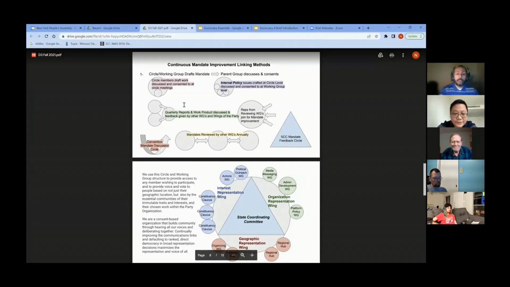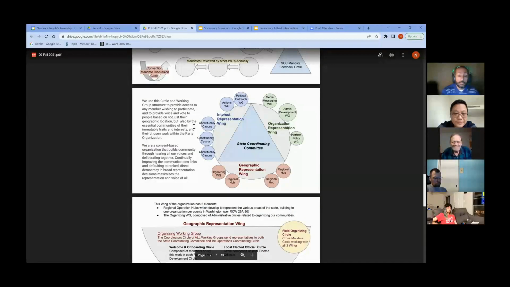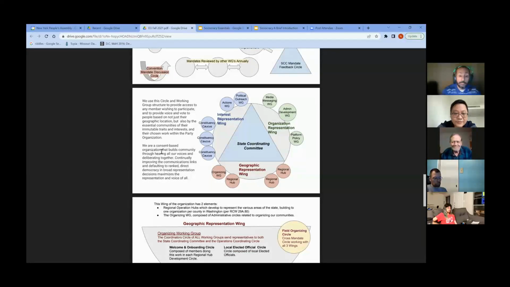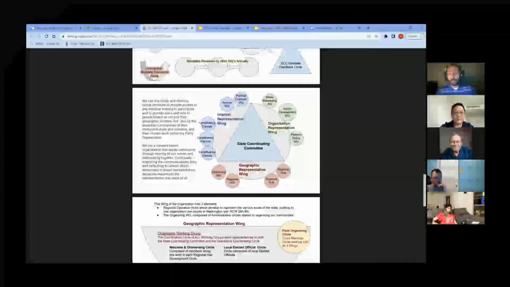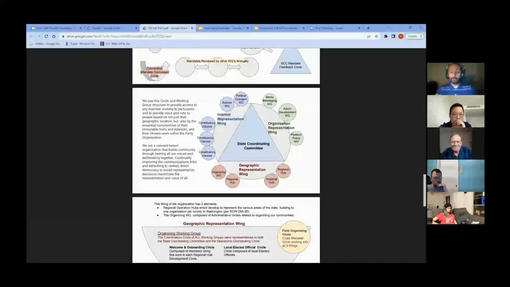We use the circle working group structure to provide access to any members wishing to participate and provide voice and vote to people based on not just their geographical location, but also by their essential communities of their immutable traits and interests and their chosen work within the party organization. We are a consent-based organization that builds community through hearing all the voices and deliberating together, continuously improving communication links by defaulting to ranked direct democracy in board representation. The decision maximizes the representation of the voice of all. So they first hear all the voices and then they have an actual vote, which is different than democracy.